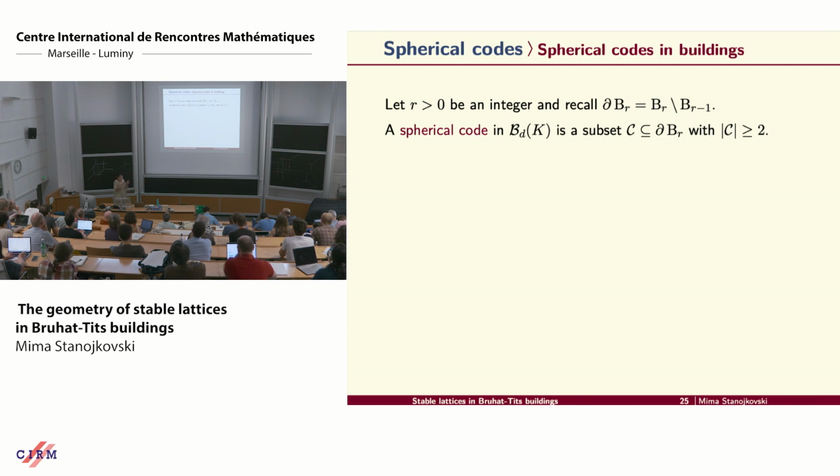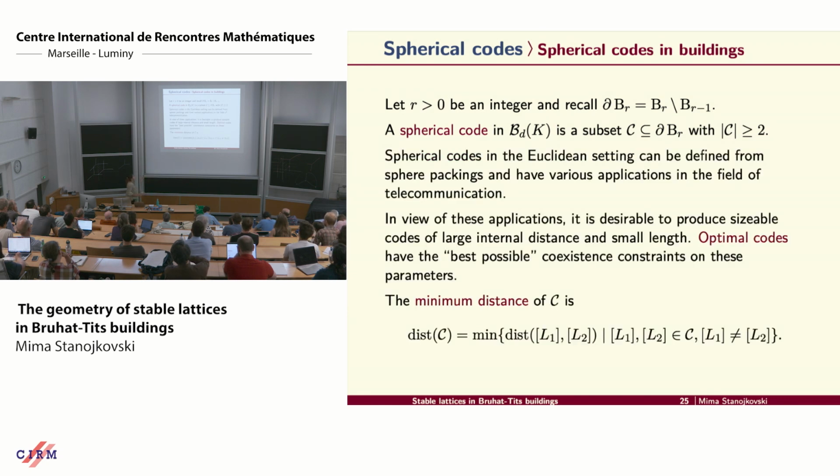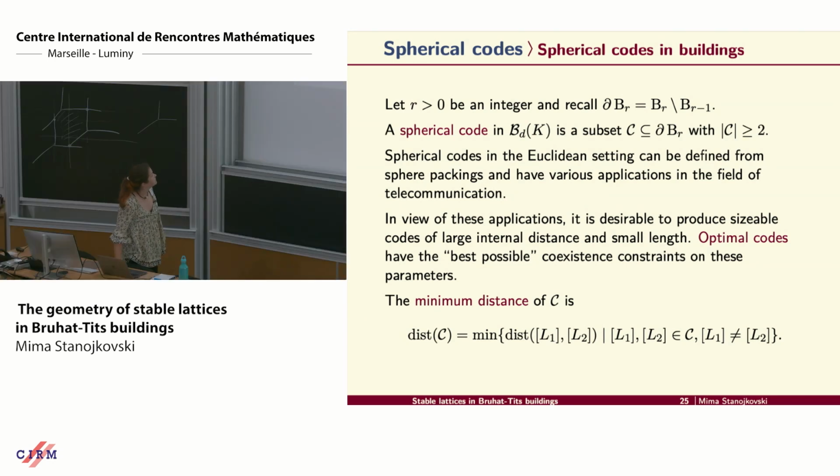And what does it mean to be a code? Well, we just need a subset of the elements of the sphere that has at least 2 elements, so that we can define what the minimum distance of the code is. We just look at all the pairs of elements in the sphere that are distinct, and then we look at their distances and we take the minimum. And a sphere, maybe I didn't stress it enough, but it's really what you would expect. So now you really fix the distance from the standard lattice to be precisely equal to R.